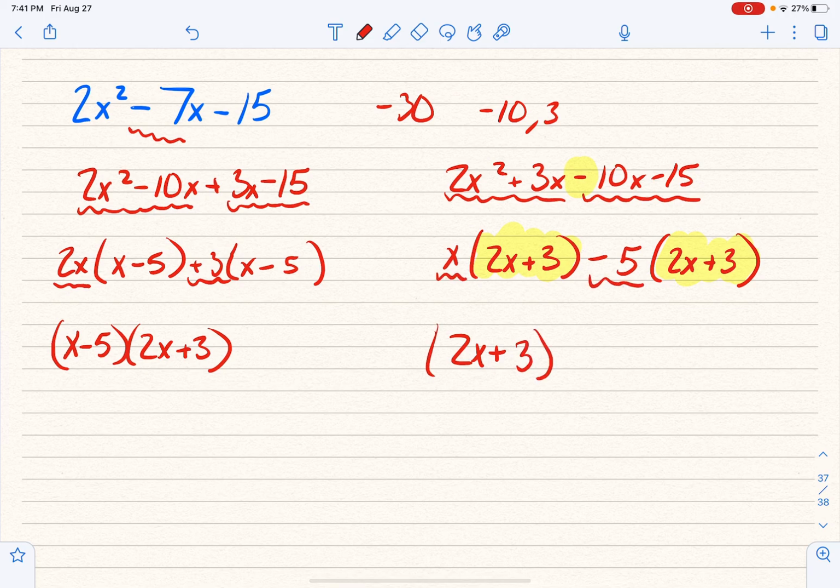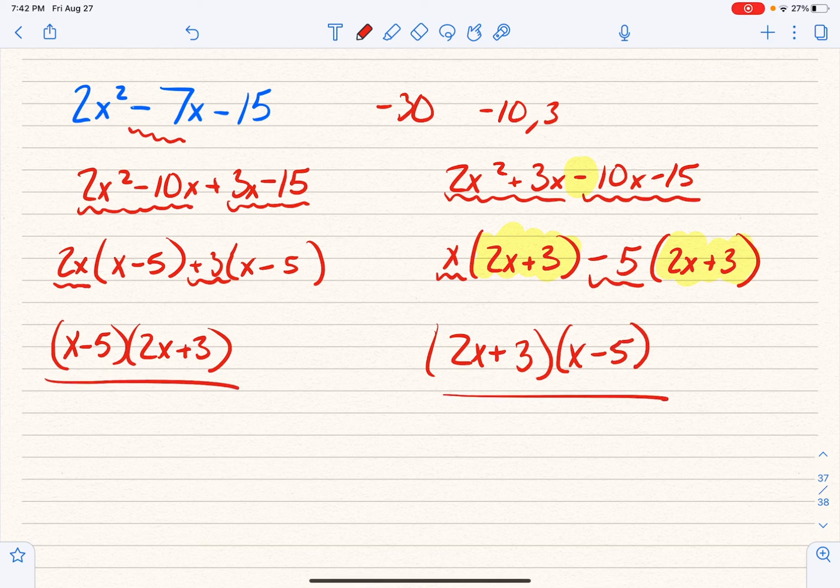times x minus 5. And look, it's the exact same thing as I have here, just in a different order. But multiplication is commutative, so it doesn't matter.